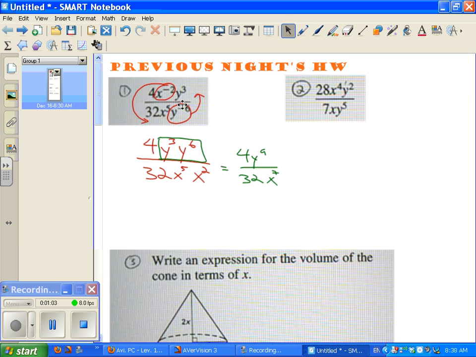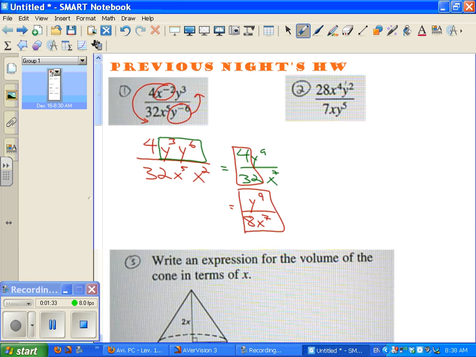Okay, now there's one more thing that I can simplify here. When you have coefficients, you can simplify those just like you would a normal fraction. Well, 4 goes into both of them, so if I divide them both by 4, then it's 1/8. So I'm going to have 1y to the ninth in the top over 8x in the bottom. Seriously? Easy peasy.